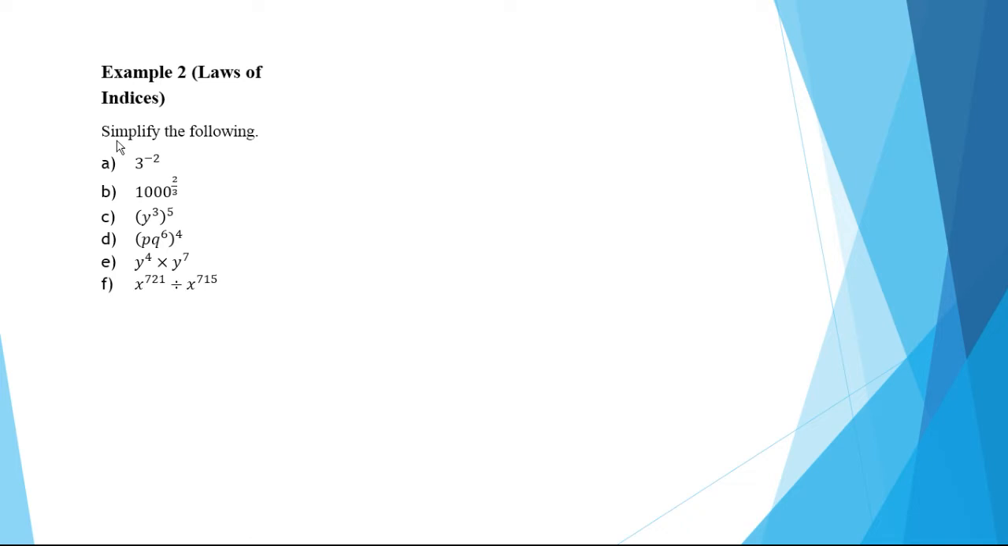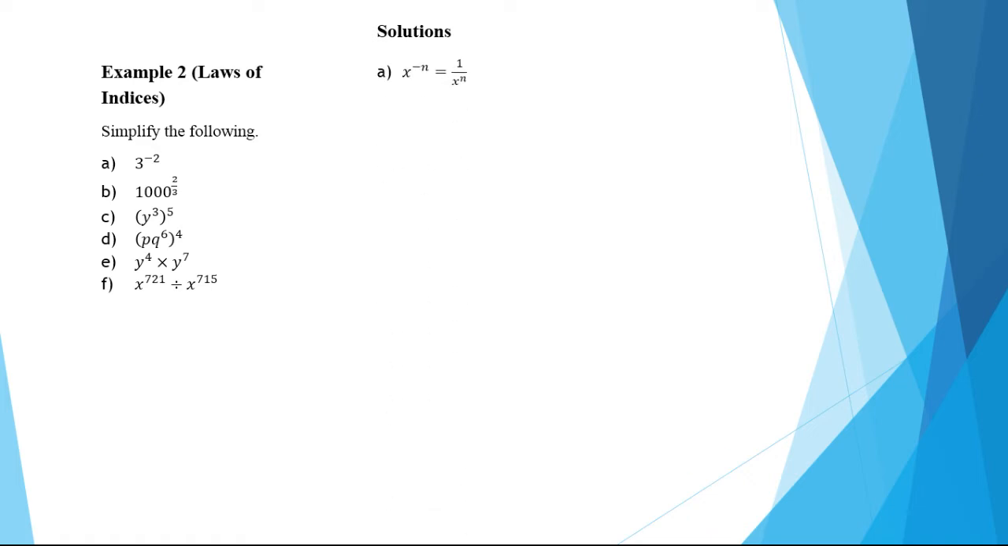The second example, simplify the following. I'm cruising a bit fast because I'm showing you a big picture, the main picture about indices. It's something that can be learned in bulk, but then there's no need for that. This thing is simple. Okay, so let no one deceive you. Simplify the following. So the first one is 3 to the power negative 2.